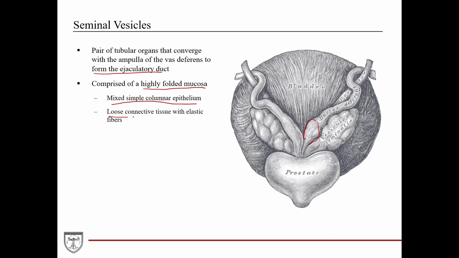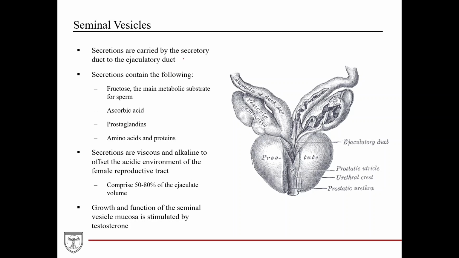Around the mucosa is loose connective tissue with elastic fibers to help provide support for the mucosa. The secretions are carried by the secretory duct, which merges with the ejaculatory duct. And here's a cutaway of the ampulla portion of the vas, coming down here, carrying sperm. You can see it's nicely cut away. Here's the ejaculatory duct, and here's where you have that junction of the secretory duct coming from the seminal vesicle. That carries the secretions, and they merge here to form the ejaculatory duct, which then goes on to merge with the prostatic urethra, as we talked about.